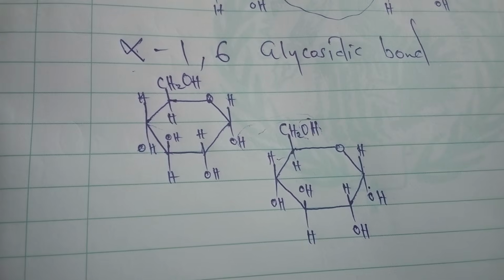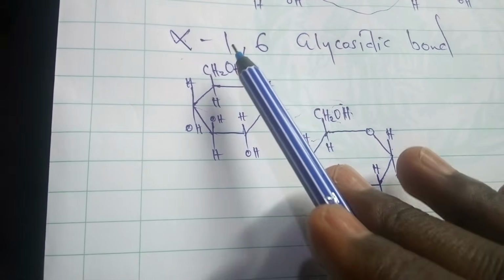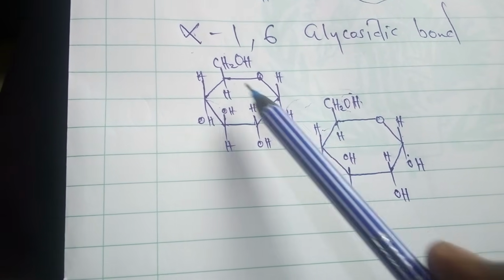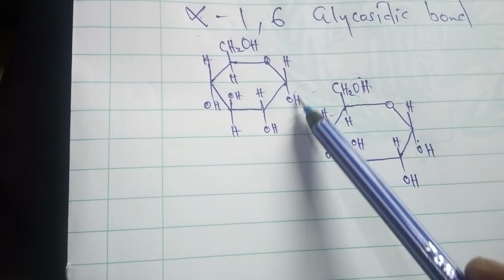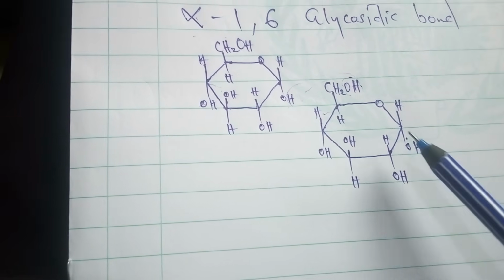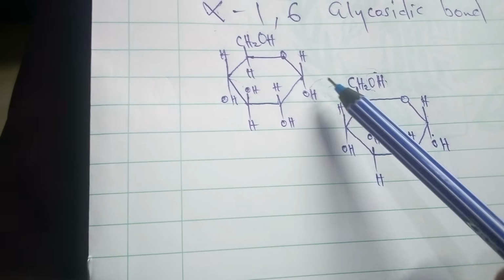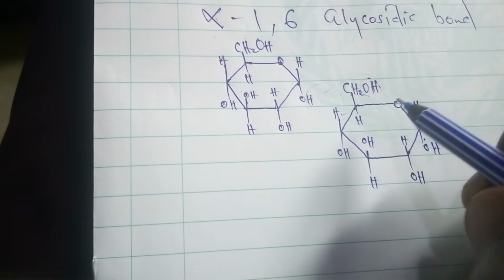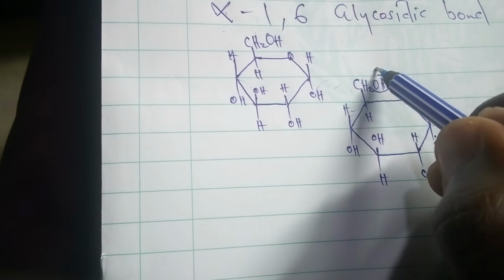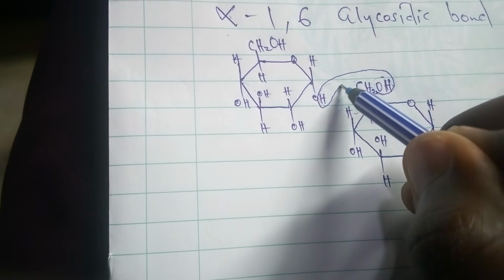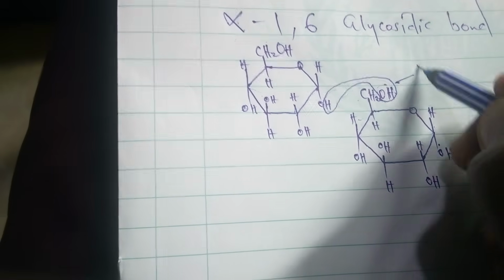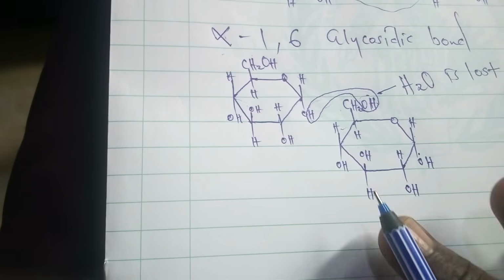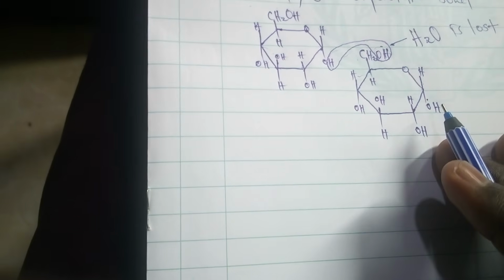So from there, what you are going to do is form 1,6 alpha. So you have to draw an exo sugar, which is alpha having hydroxide on prime 1, also that side. So this is prime 6 here, and then that is prime 1. So what is going to happen is that the condensation process is going to take place, where the water molecule is going to be removed. So H2O is lost.